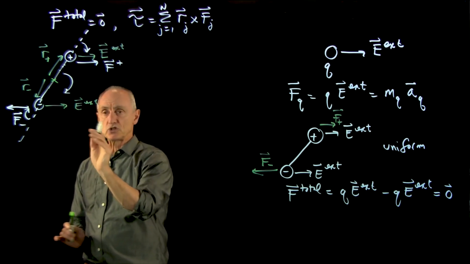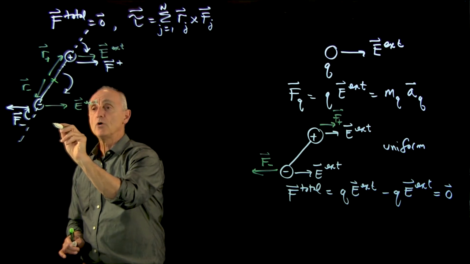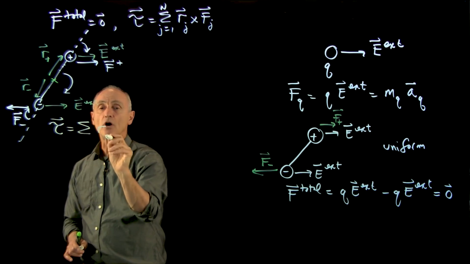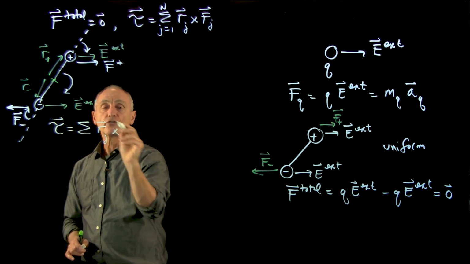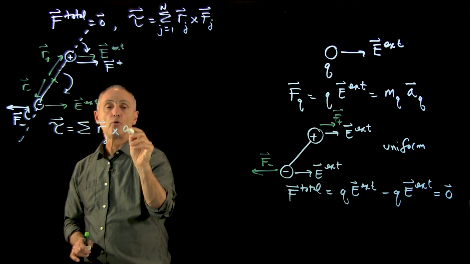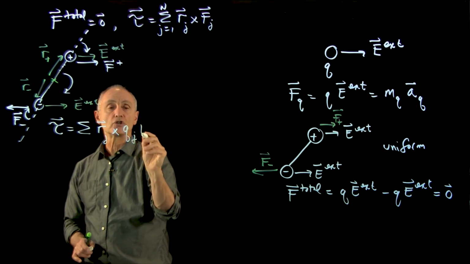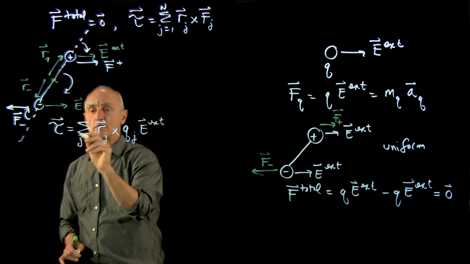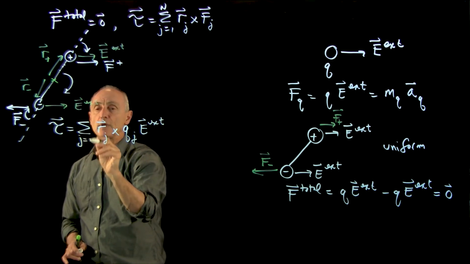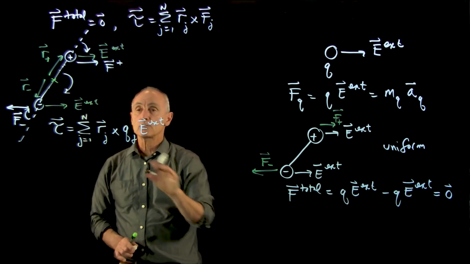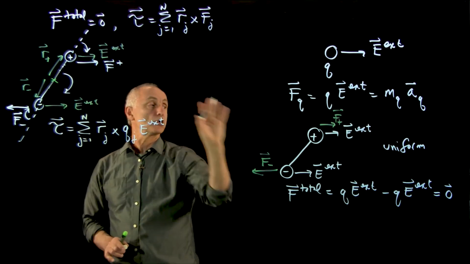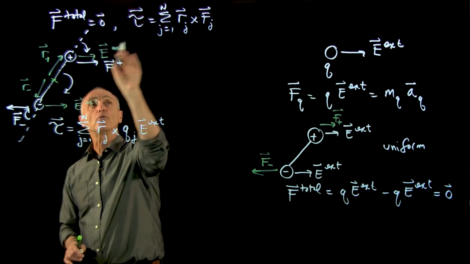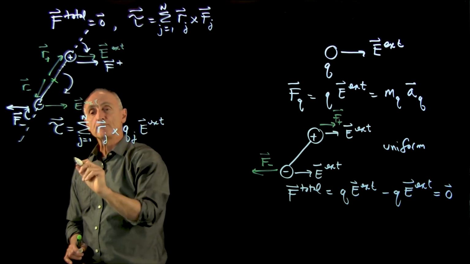But for the moment, let's do a general calculation. We know that the torque is equal to the sum of r_j cross F_j, and the force is the q_j-th charge times the external field. And now, even though we only have 2 charges, I can make this n charges in a system, provided that the total charge on this is 0.